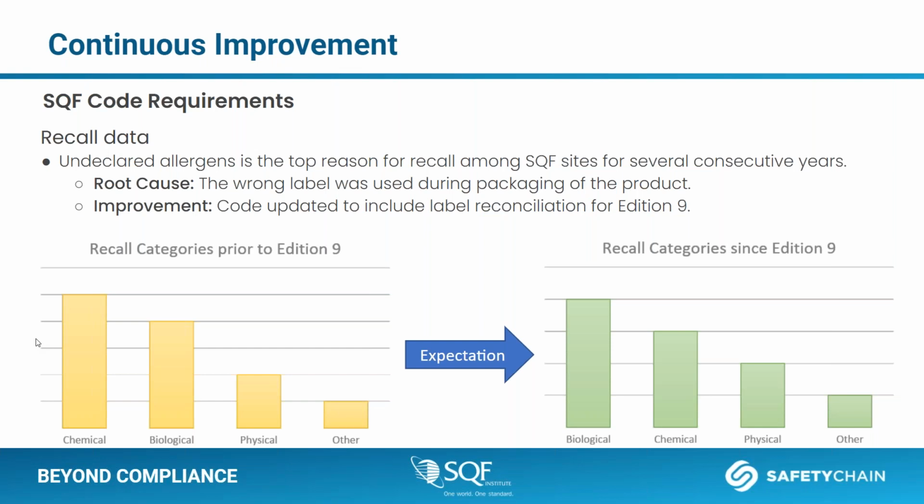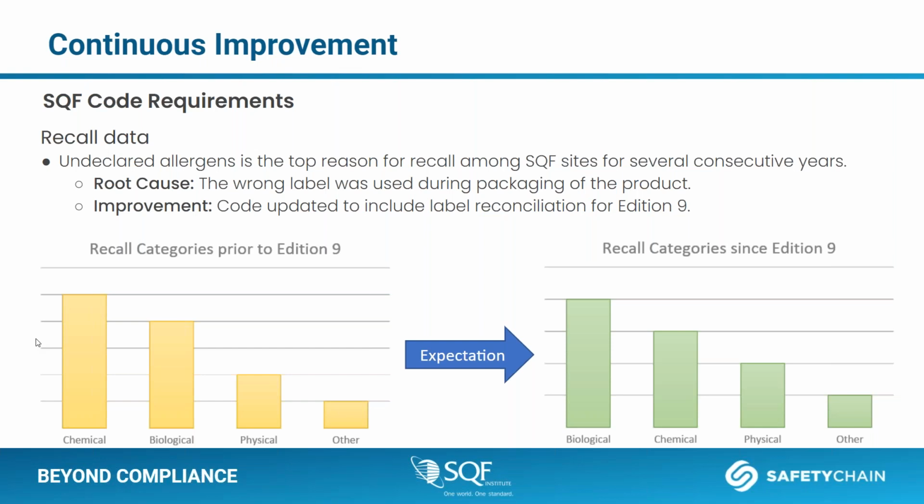The one on the left is our recall categories prior to Edition 9. Chemical, as I said, was always the leading category for recalls. Biological, physical coming in second and third. A distant fourth was other, those things like regulatory recalls where maybe something missed inspection, or the wrong label was used, but it did not have an allergen involved, so it didn't fall into chemical.